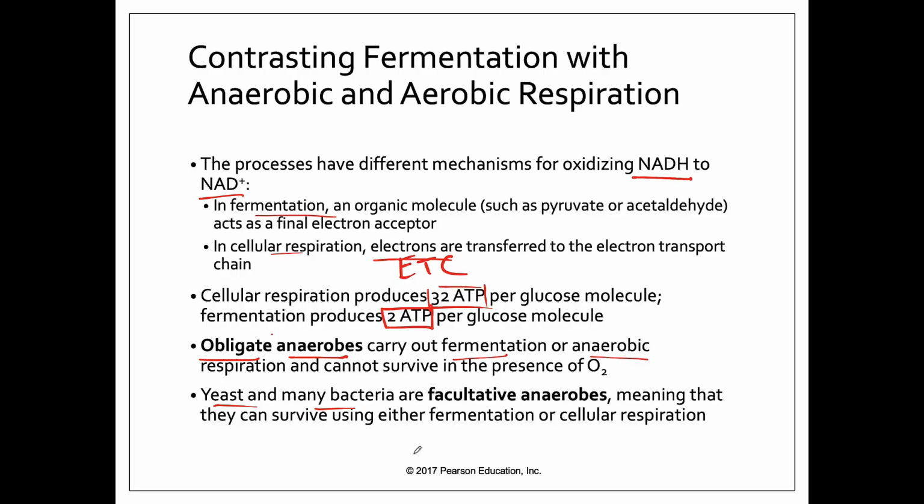Humans are obligate aerobes, so we have to have oxygen. We can only do lactic acid fermentation for a very short period of time. Lactic acid builds up in our muscles. It causes problems. It's actually a metabolic poison. So if we stop breathing oxygen and we stop doing cellular respiration, we die.